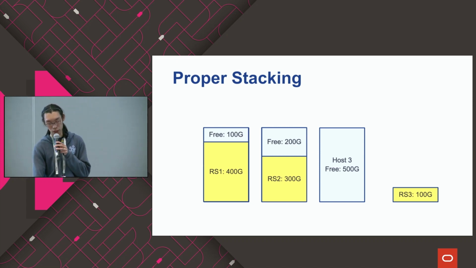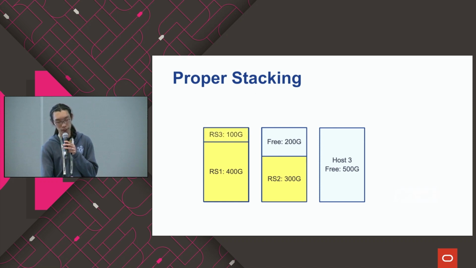So coming back to the example, apparently the best option for us is to put Replica 3 into host 1, and then when the 4th workload comes in, we can put it down to host 2, and then achieve the goal of using the minimum number of machines to serve a certain workload.